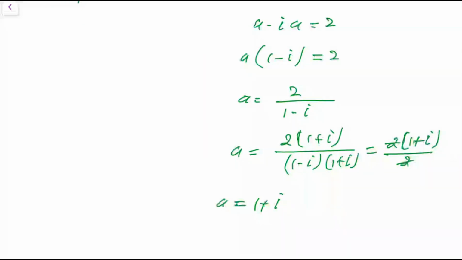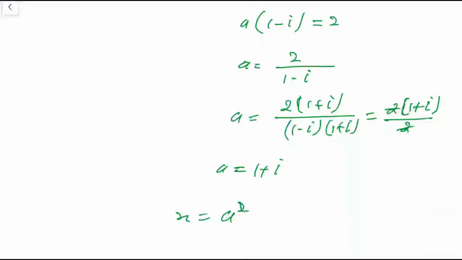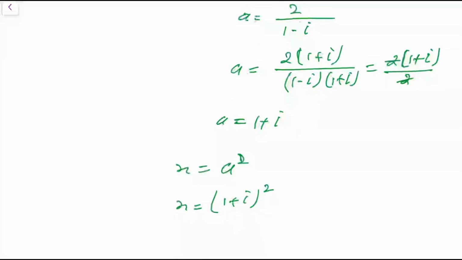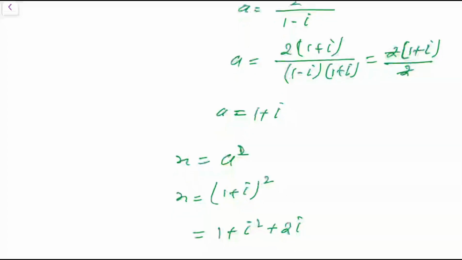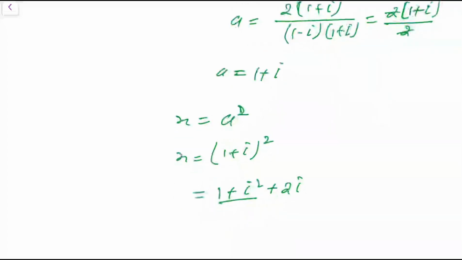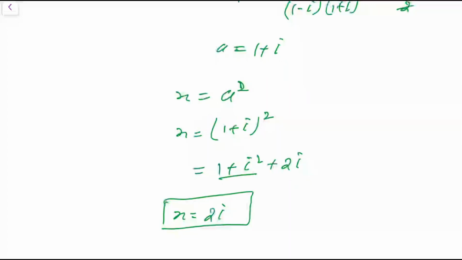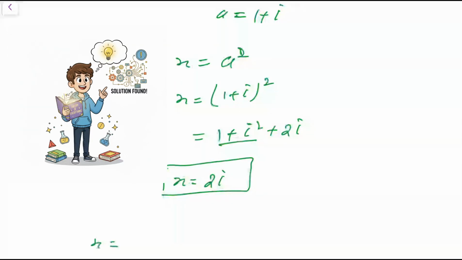Further we have assumed that a square is equal to x. So x can be written as a square. Using the value of a, that is 1 plus iota, x can be written as 1 plus iota raised to 2. Further it can be written as 1 plus iota square plus 2 iota, and iota square is nothing but minus 1. So these two quantities cancel out and the value of x will be 2 iota. This is the next solution of the given equation. So under the principal square root choices, the two complex solutions are x equals 2 iota and x equals minus 2 iota.